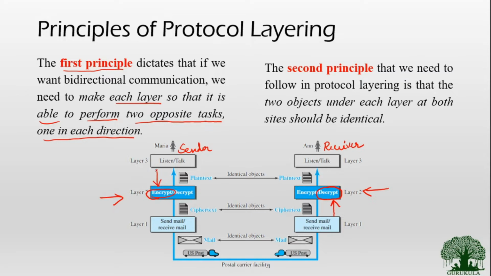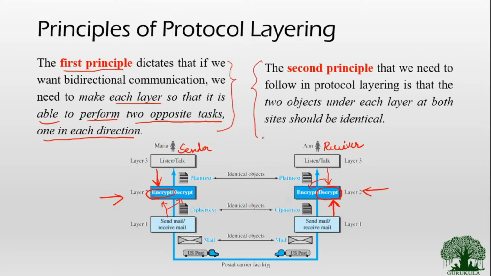When it is entering in this particular direction, this performs encryption, and when a message is entering in this direction, it performs decryption. The same applies vice versa. When the message is entering in this direction, this will perform encryption, and when the message is entering in this direction, this will perform decryption over here. So that is the clear understanding of the first principle.